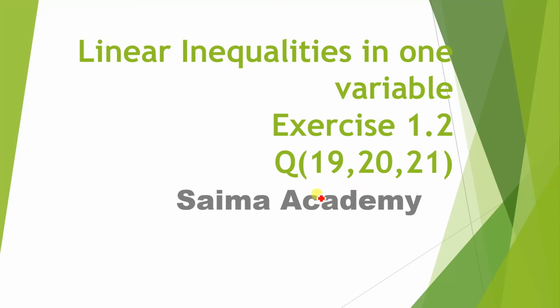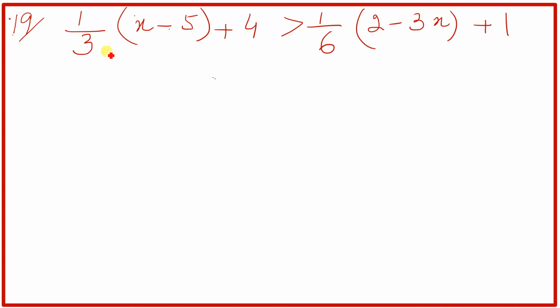In this lesson, we will discuss question number 19, 20 and 21 of exercise 1.2, linear inequalities in one variable. So question number 19 is 1 over 3 multiplied by x minus 5 plus 4 is greater than 1 over 6 into 2 minus 3x plus 1.